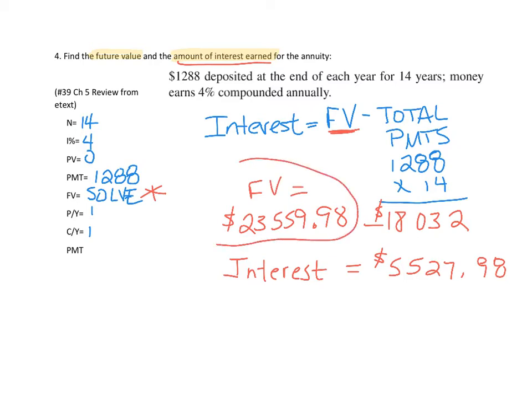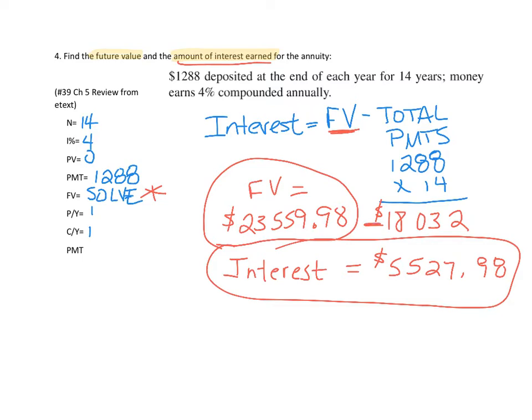So again, this is our future value, and this is the amount of interest that we earned, because $18,032 was our money that we put in deposits.